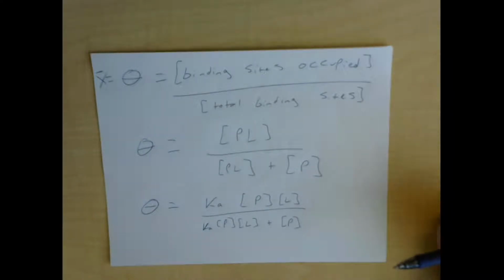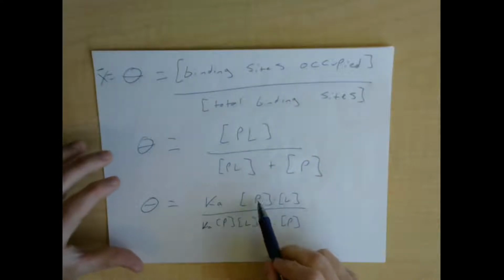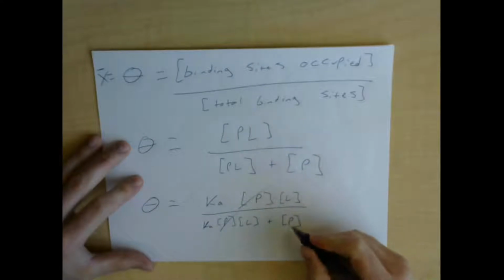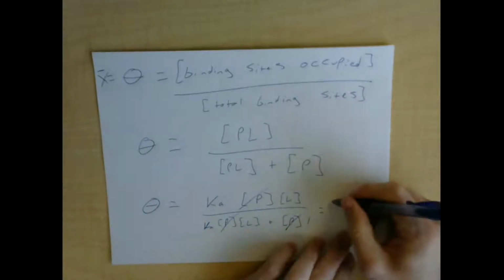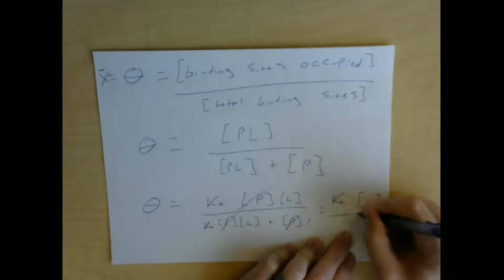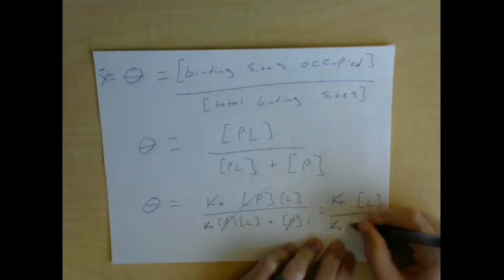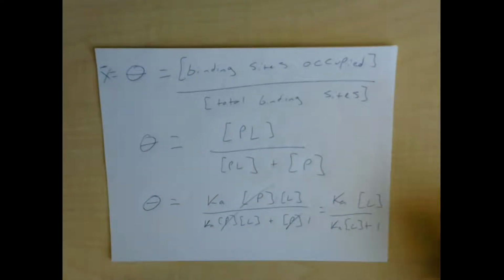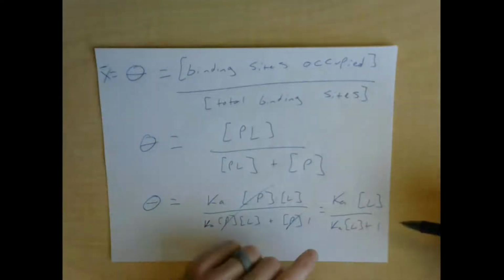This is great, but this is not the most simplified view that I could arrive at. I still have protein concentration terms that cancel out, in fact. So this will cancel, that'll cancel, this will go to 1. So we can rewrite this as Ka times L over Ka times L plus 1. This is really your most simplified view here, and you'll see what this looks like in a moment. But let's just say that this is not where you want to stop.